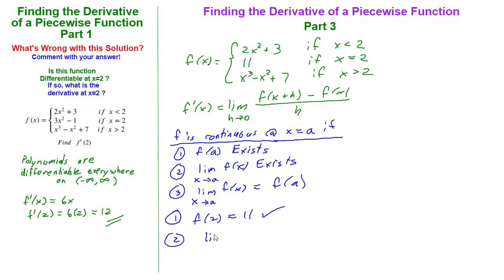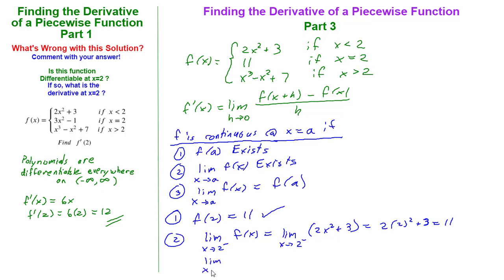So let's do that. The limit as x approaches 2 from the left of this function: as x approaches 2 from the left, that would be when x is less than 2, so we would pick this first expression. Since this is a polynomial, we can just go ahead and substitute 2 in. So plugging this in, we have 2 times 2 squared plus 3, or 4 times 2, 8, plus 3 would be 11.